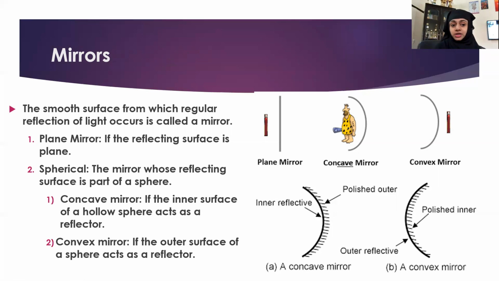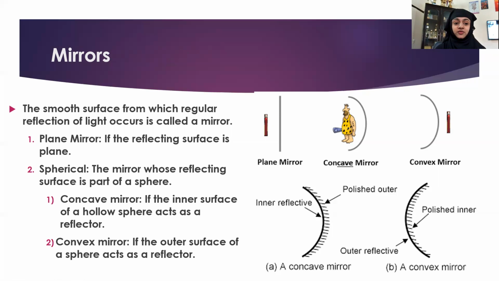So, mirrors are smooth surfaces from which regular reflection of light occurs, and there are two types of mirrors, plane mirrors and spherical mirrors. Spherical mirrors themselves are classified as concave mirror and convex mirror. So reflection occurs in mirrors.